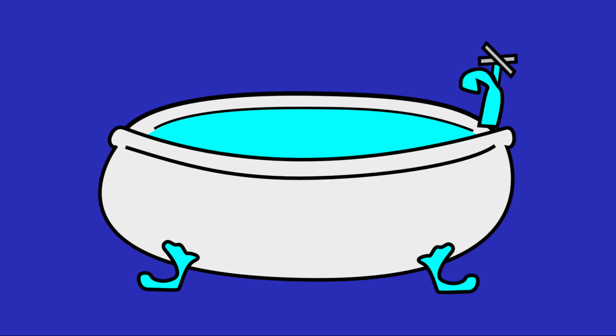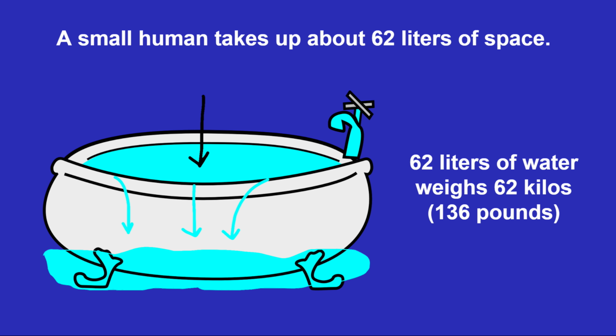Now imagine that you were taking a bath, okay? And you've never taken a bath before, and so it doesn't occur to you to not fill the bath up all the way. So you fill the bathtub all the way to the very top, so there's not even a millimeter of space left in that tub. And then you get into the water, and naturally the water is just going to overflow everywhere. So a human doesn't take up 1 liter of space. A small human, say the size of a middle school student, takes up about 62 liters of space.